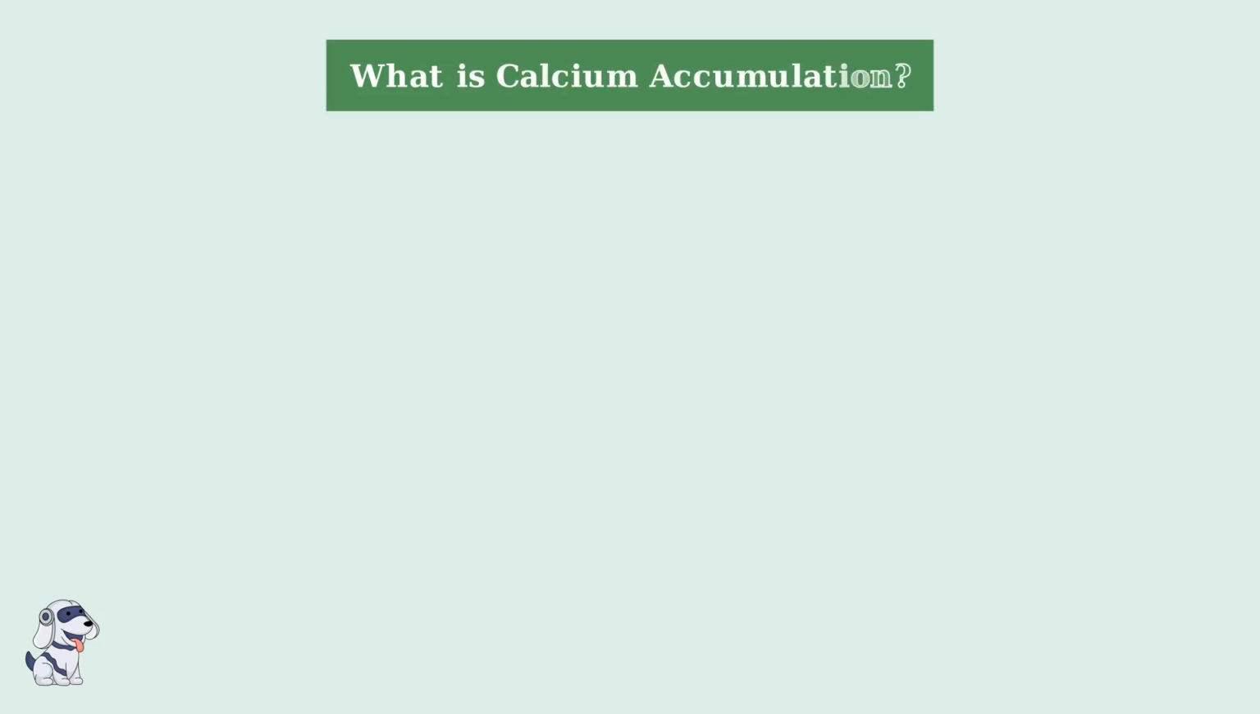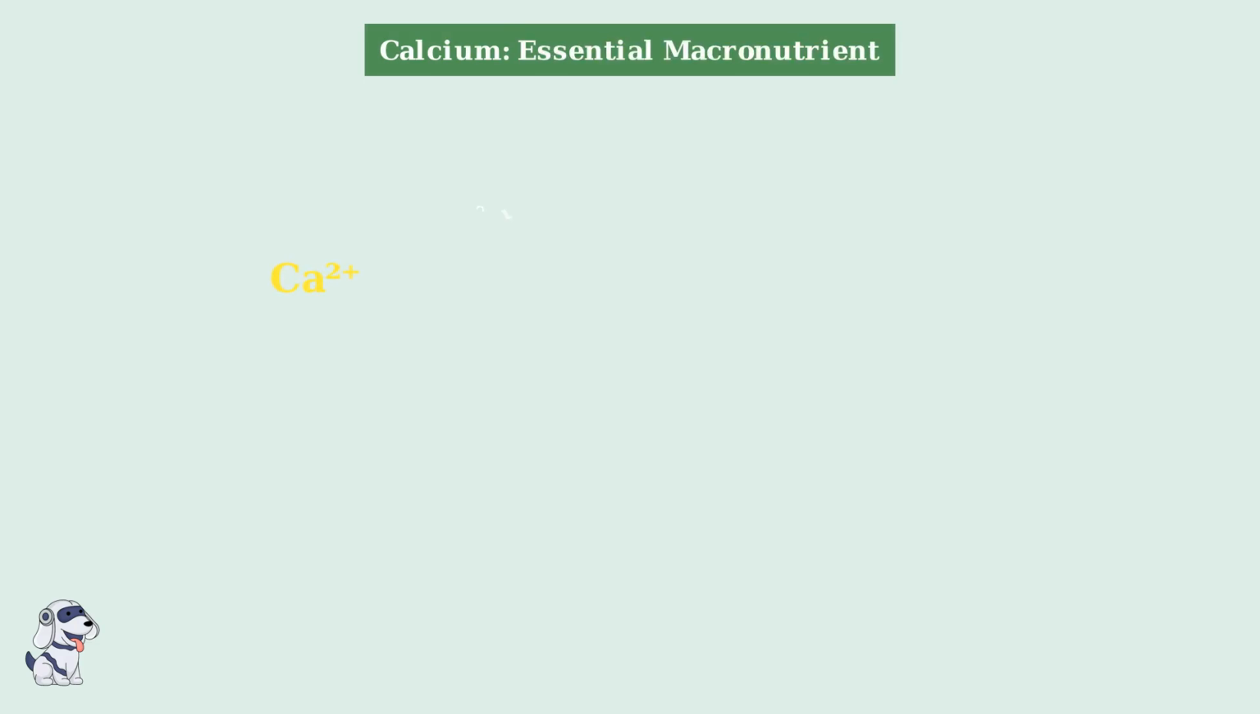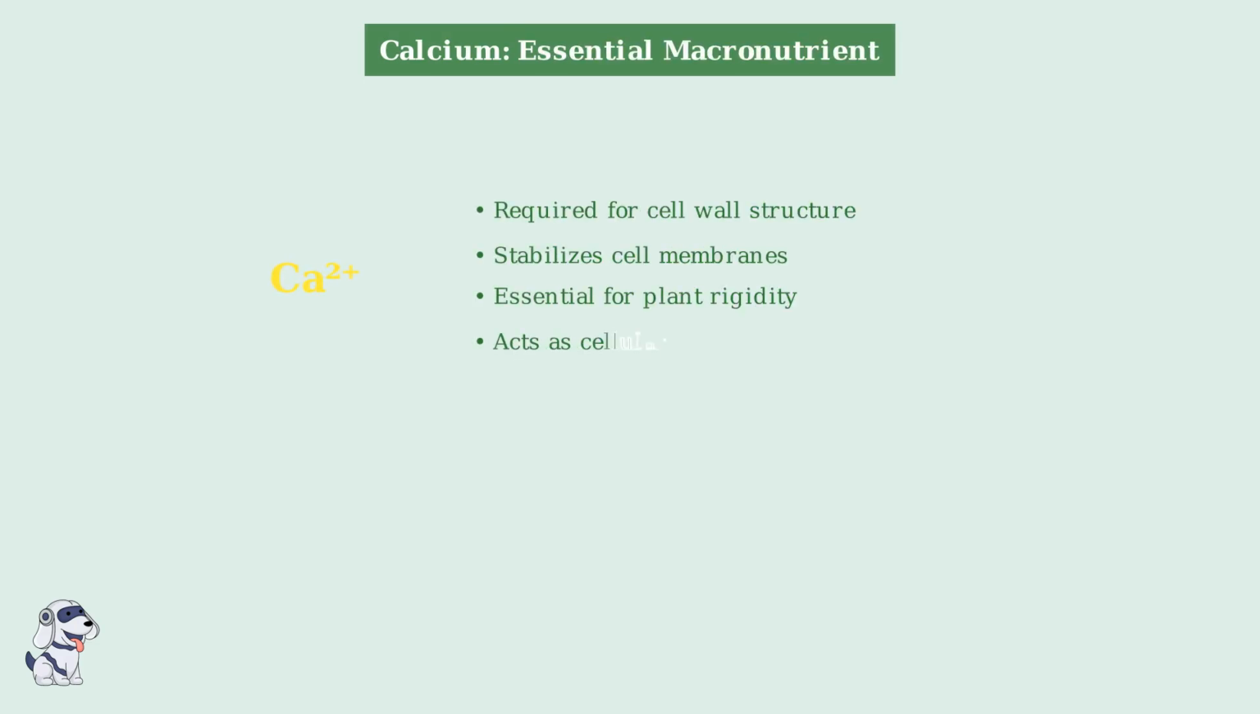Calcium accumulation in plants is a fundamental biological process that determines plant health, structure, and survival. Understanding how plants obtain and use this essential nutrient reveals the intricate mechanisms that support all plant life. Calcium, represented by the chemical symbol Ca, is one of the most important macronutrients that plants require for survival. It serves multiple critical functions that are essential for plant health and development.